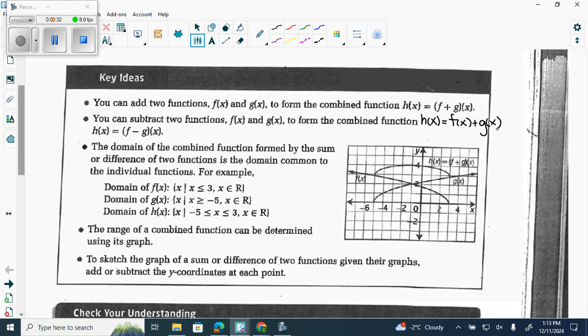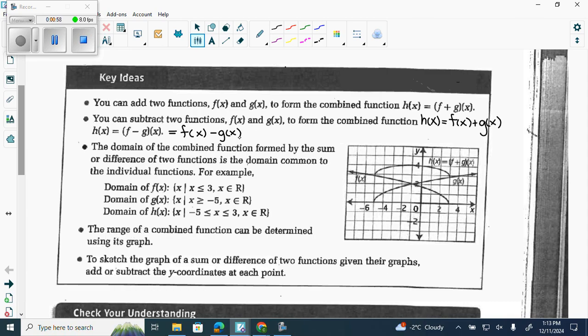You can subtract two functions, f of x and g of x, to form the combined function h of x equals f minus g. And we would rewrite this as f of x minus g of x. The domain of the combined functions formed from the sum or difference of two functions: the only way that you can actually add or subtract functions is if they exist in the same domain.